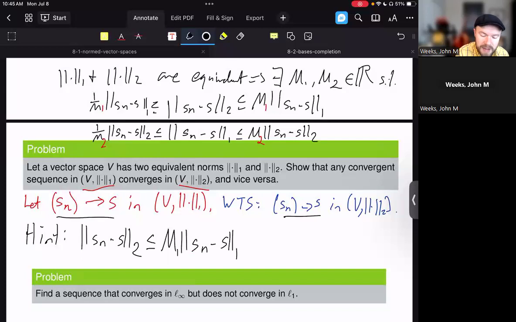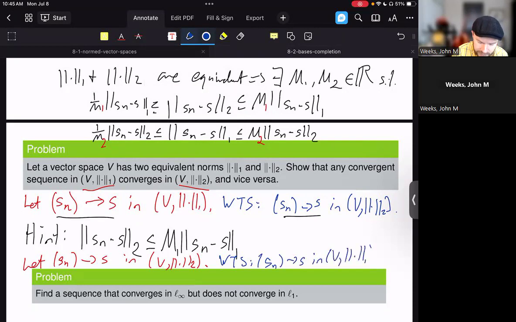Remember that you also want to be able to do the vice versa. Let S sub n converge to S in V norm 2. We want to show that S sub n converges to S in V norm 1. Many of you are going to be able to see how this works, and once you get to that point, you can see that in many instances where this is happening, the proof is going to be very similar.